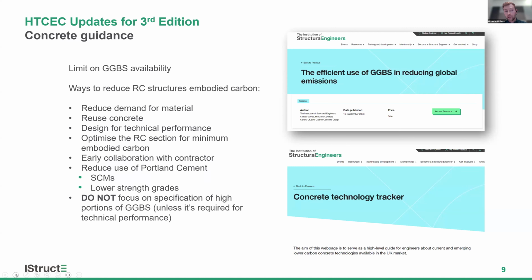We've updated slightly the concrete guidance to really limit and acknowledge the limit on GGBS availability. And we also highlight ways to reduce reinforced concrete structures embodied carbon. So reduce demand for material, reuse concrete, design for technical performance, optimize the reinforced concrete section rather than just trying to use the least amount of concrete possible. Early collaboration with the contractor helps with getting the specification through. Reduce use of Portland cement to reduce the embodied carbon of the concrete itself, but do not focus on specification of high portions of GGBS.